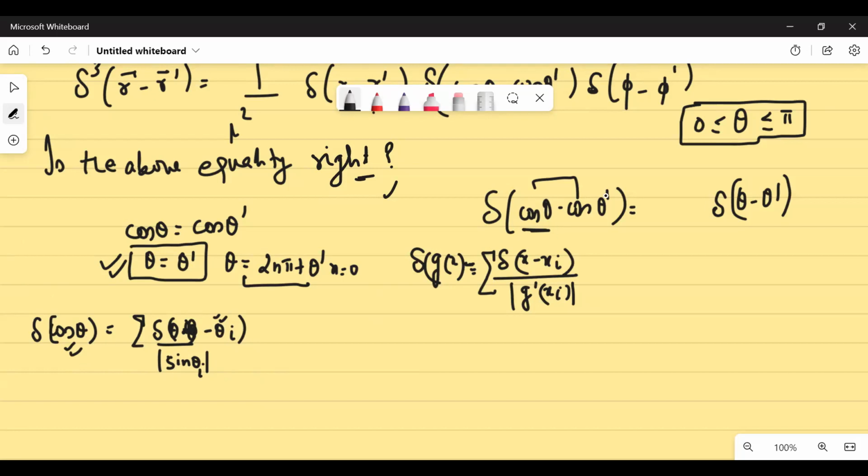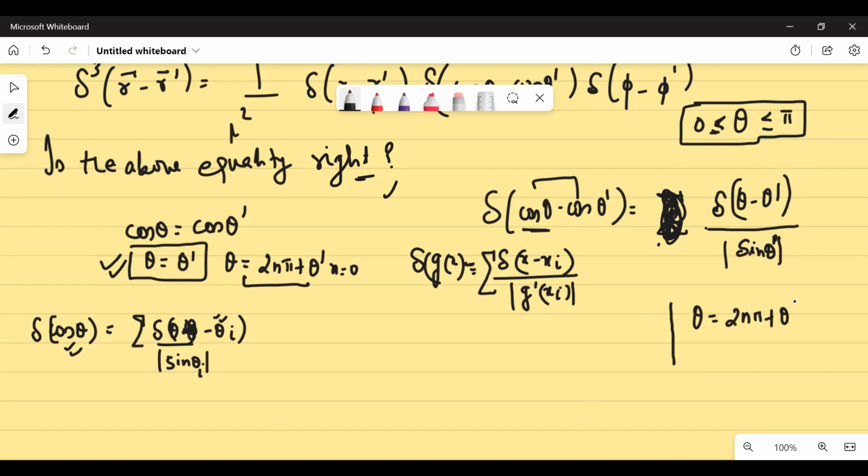Now similarly, if I have cos theta minus cos theta dash, then it will be summation Dirac of theta minus theta dash divided by modulus of sin theta dash. Is that clear? And here I don't have to write this summation, because if you just plot this thing, you have only one solution. You don't have infinitely many solutions.